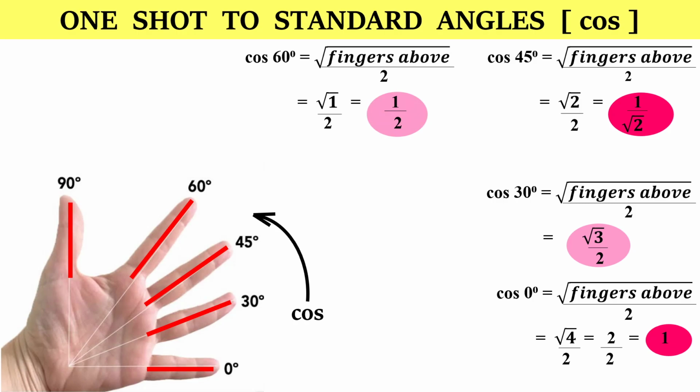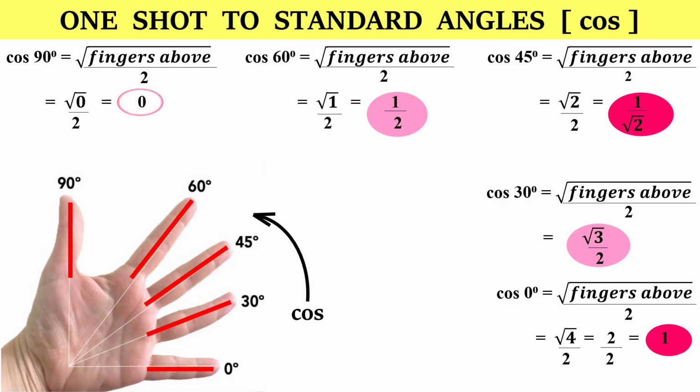Now what is left? The last standard angle, that is cos 90 degree. If you look above 90 degree, is there any other finger you are having? No, we are not having any other finger. So the answer is root 0 upon 2. And we know root 0 is 0. 0 upon 2 is 0. So the value of cos 90 is 0.